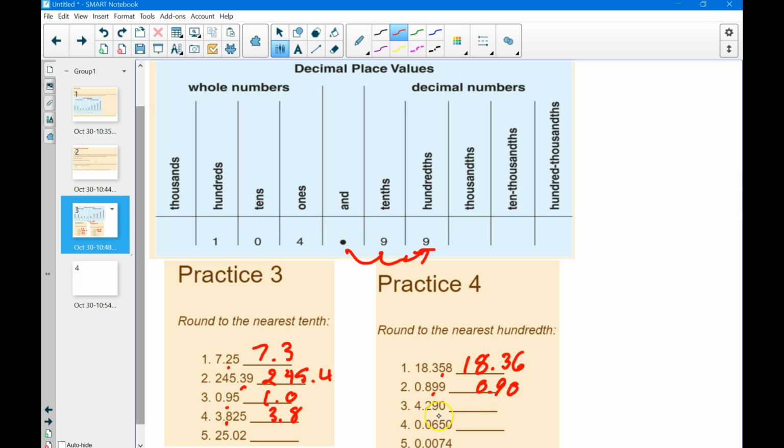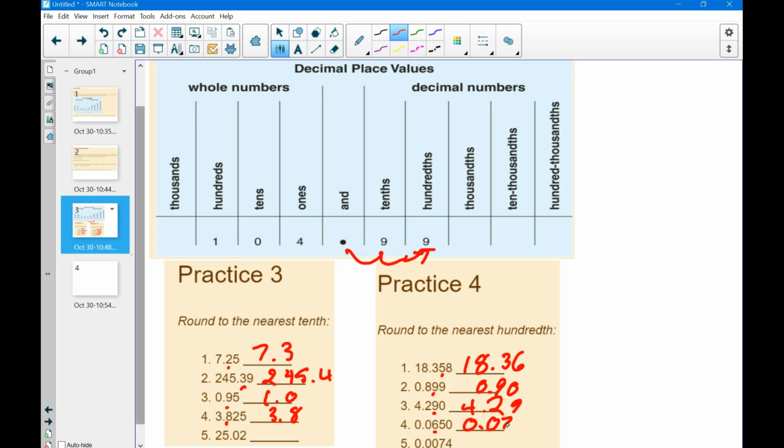The next one, we have 4.29. The one behind it is 0. So we just go with 4.29. The next one is 0.0650, rounding off to the nearest hundredth. It's going to be right there. The number on the right hand side is a 5, so the 6 becomes a 7. 0.07. And we drop the rest of the numbers.